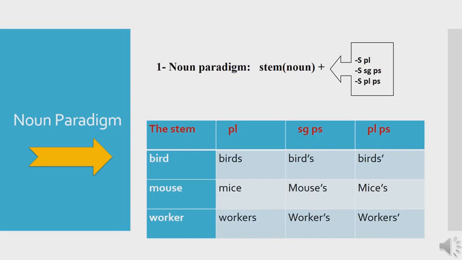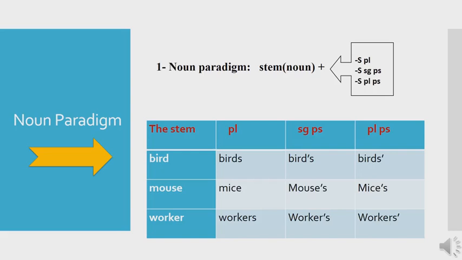Worker is a noun. So the plural form of worker is workers. Worker is the stem, of course. Workers is the plural form. Worker's, with the apostrophe before the S, is the singular possessive form. And workers', with the apostrophe after the S, is the plural possessive form. So the inflectional paradigm or the noun paradigm of the noun worker is worker, workers, worker's, workers'.